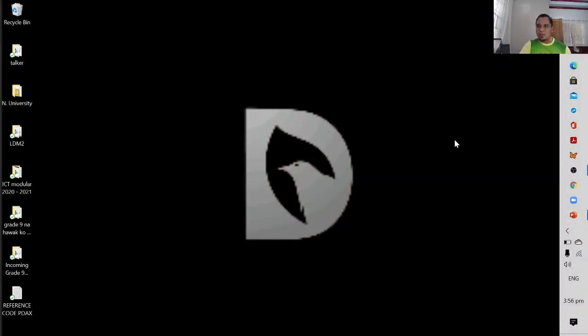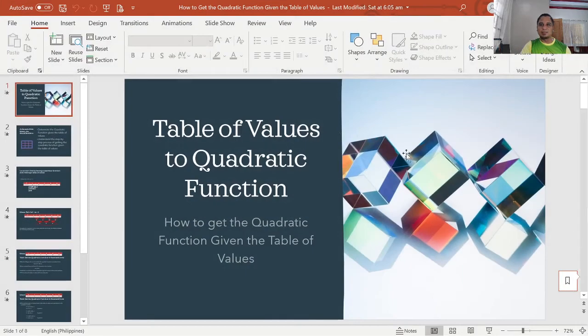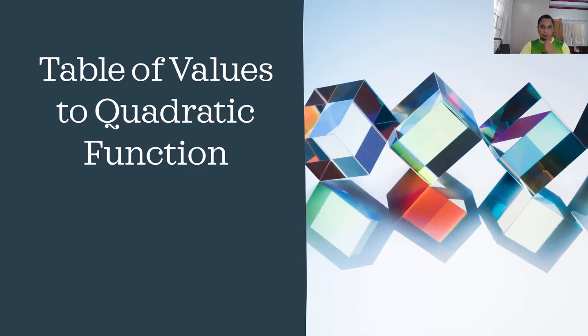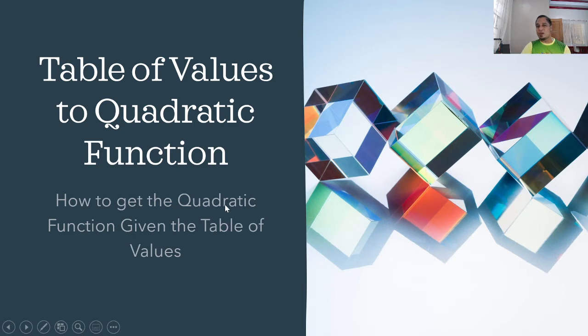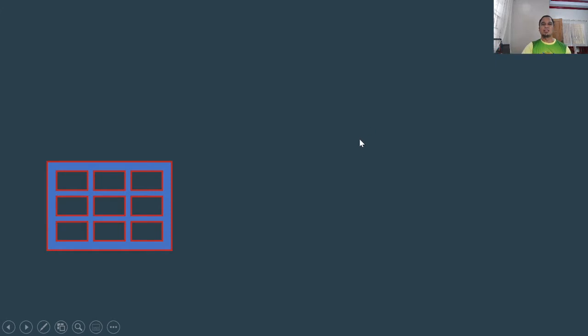Alright, so we have here now our slide. So as I have mentioned before, our topic for today, we will be given the table of values, and then that values will be converted into the quadratic function. And with that, eto po, how to get the quadratic function given the table of values. Medyo mahirap na. But with that, let's have here now our aim for this lesson.